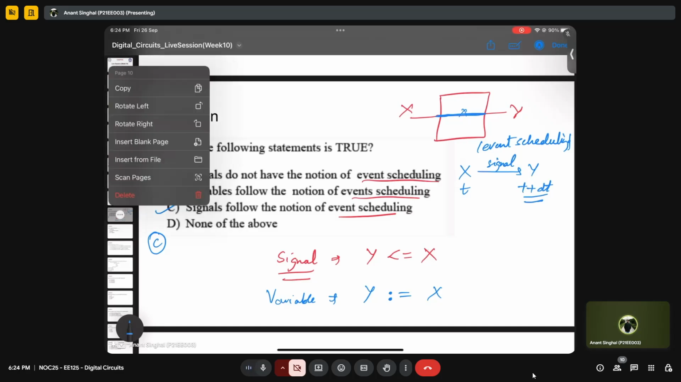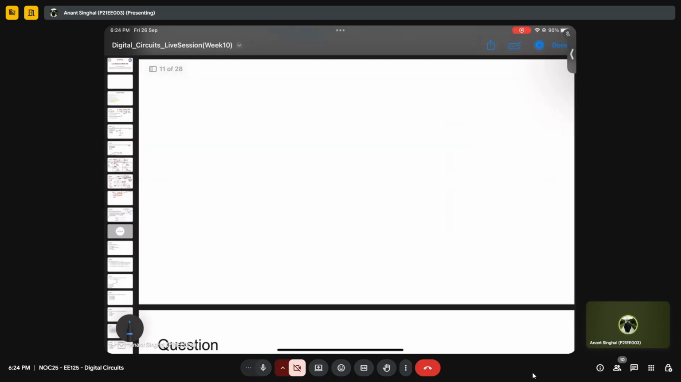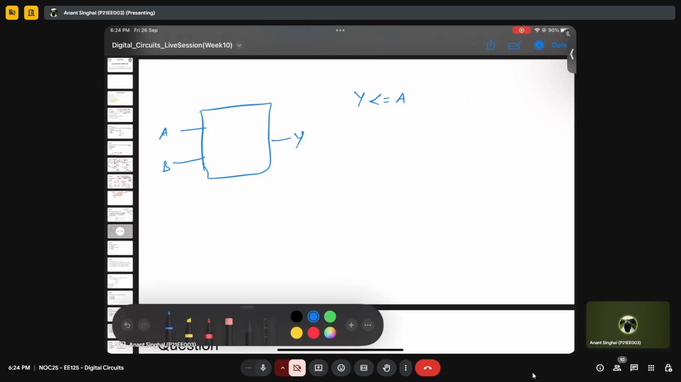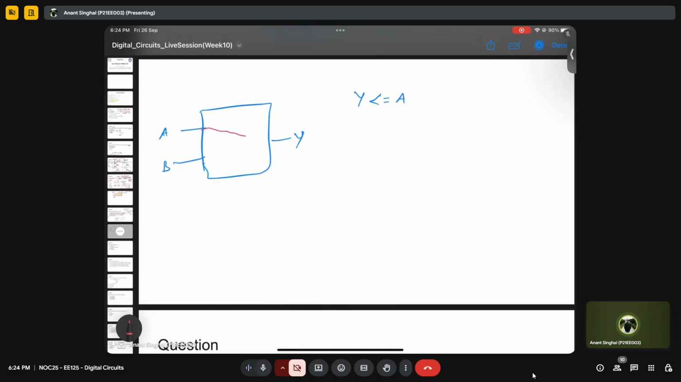For example, let me try to give you an example. If I take maybe two inputs, and one output, and I write y, which is the output, equals to a, that means there is a signal, an actual wire that has been connected in between. So this is also called an interconnect.